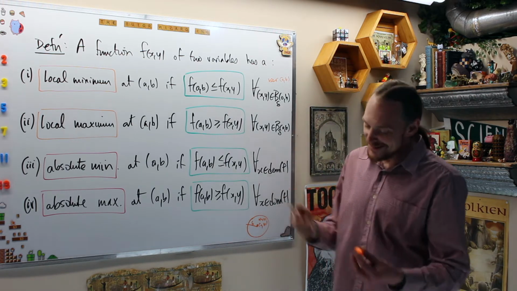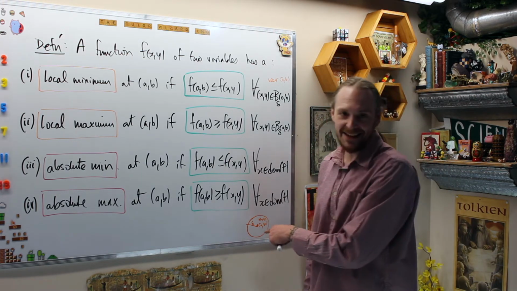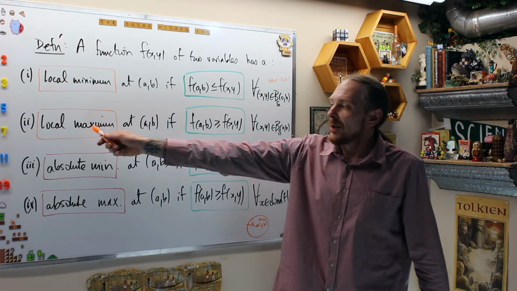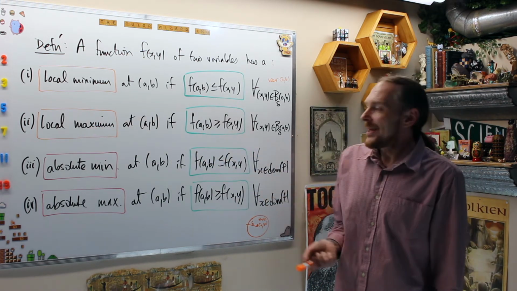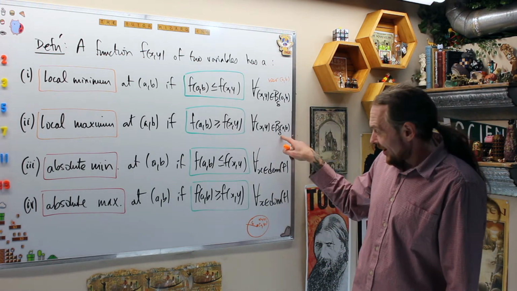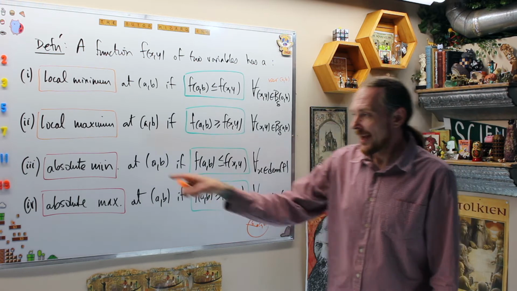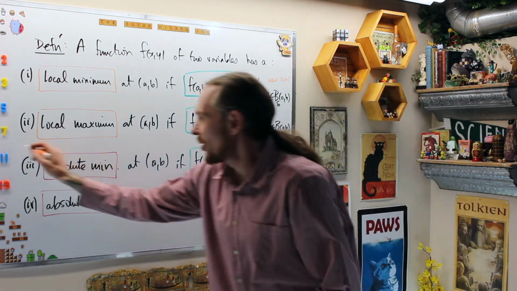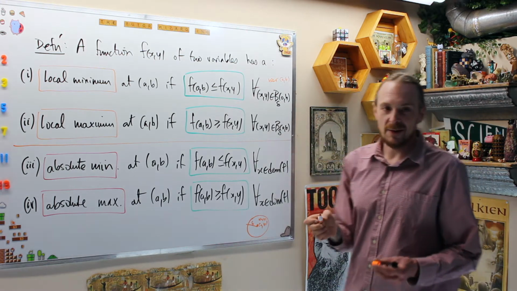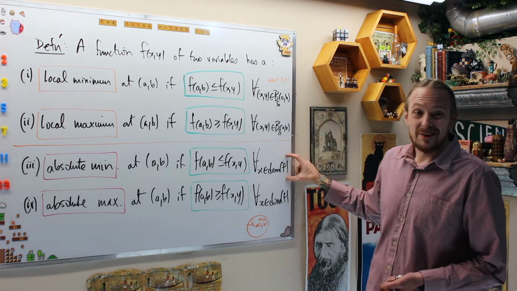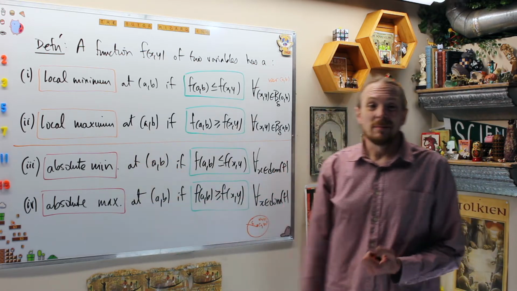Near is too vague for us, so we would like to have an analytical notation. Thank you, Cachet, for this notation. A local maximum at (a, b) if f(a, b) is greater than or equal to f(x, y) near (a, b). What's the difference between local and absolute, other than the word? Here we change from near to in the entire domain. So you're an absolute minimum.